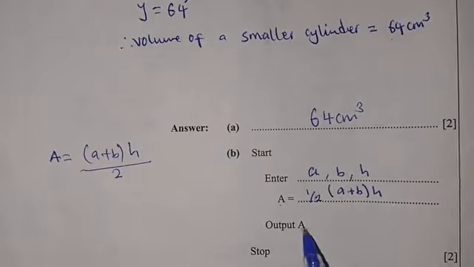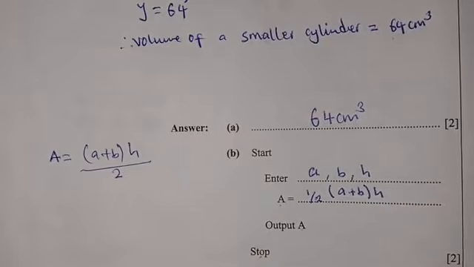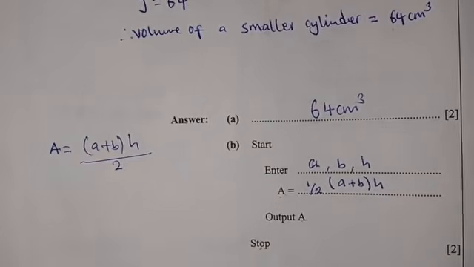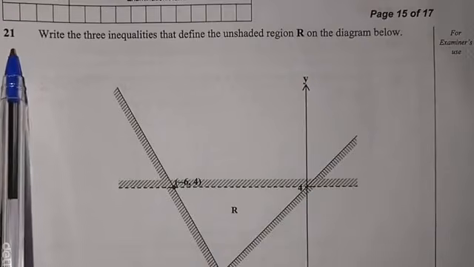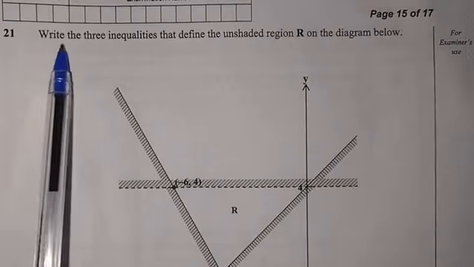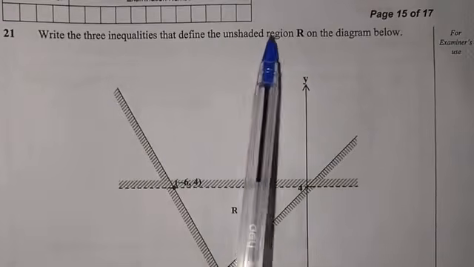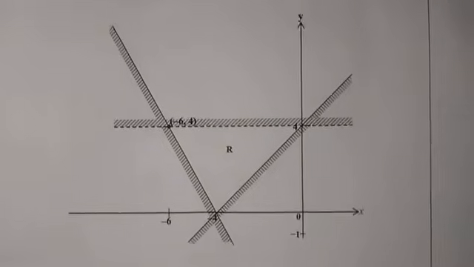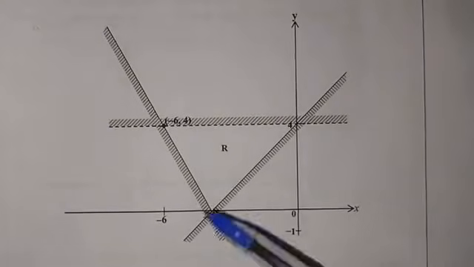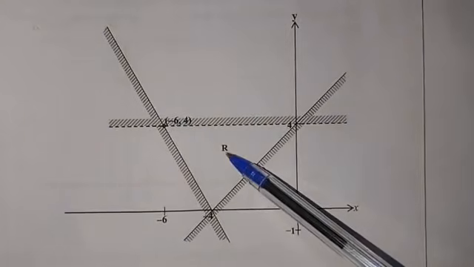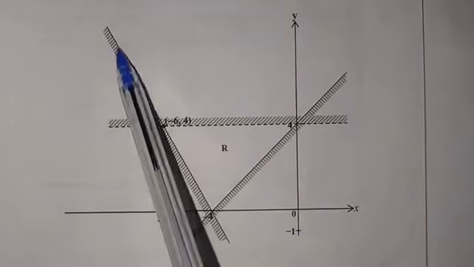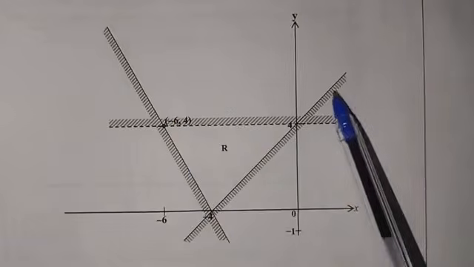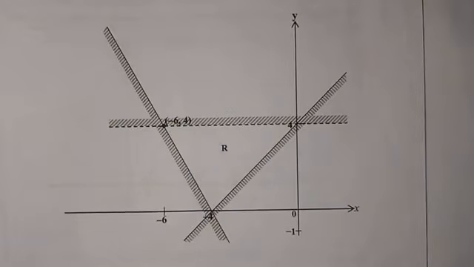So here there is output area and then stop. It's simple, this one, and you get your 2 marks here from linear programming. Write 3 inequalities that define the unshaded region R on the diagram below. On this diagram right here, as you can see, we have this unshaded region R being presented by these inequalities 1, 2, 3. So we need to write 3 inequalities.